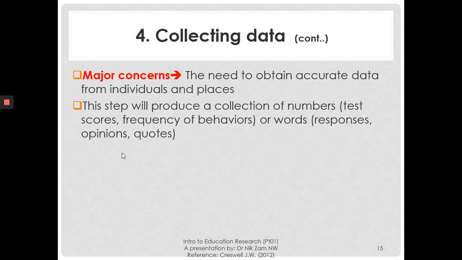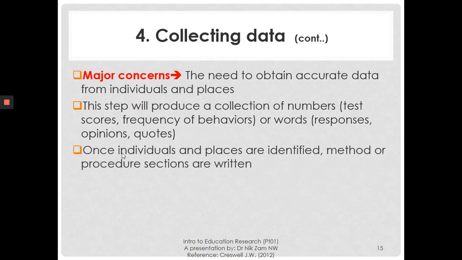Okay, this step will produce a collection of numbers. Okay, test score, frequency of behavior or words, response, opinion and codes. Okay, so macam you dah buat semester lepas bila you guna Google Form. Okay, so dalam Google Form tu you boleh tentukan sama ada you nak dalam bentuk macam mana. Frequency, numbers, yes, no. Okay, so this step of collecting data, we produce a collection of numbers or words.